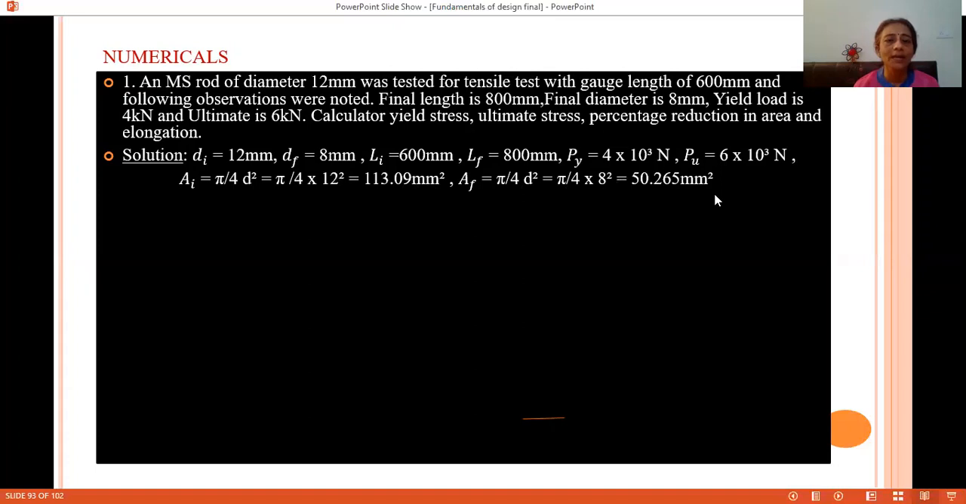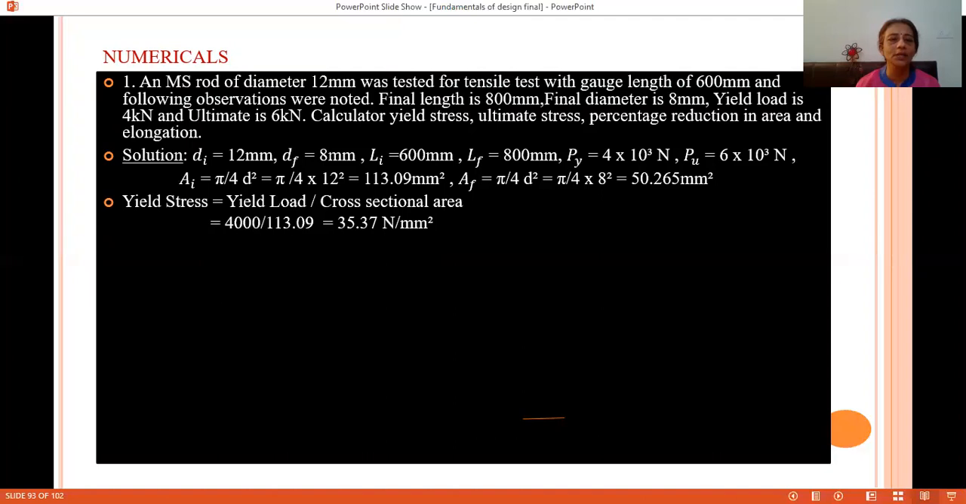First we have to calculate yield stress. So to calculate yield stress, we will use formula yield stress is equal to yield load upon original cross-sectional area. So we will substitute values here, yield load and original area, which comes 35.37 Newton per mm square.